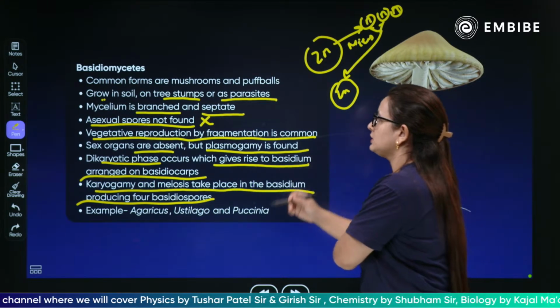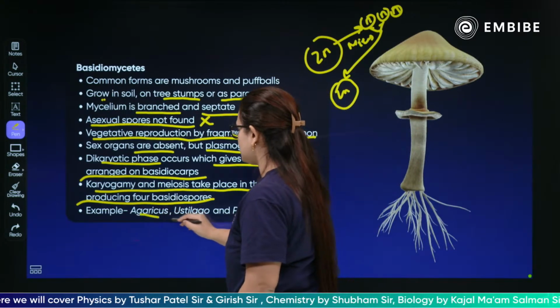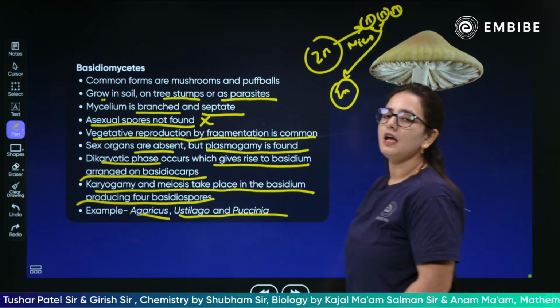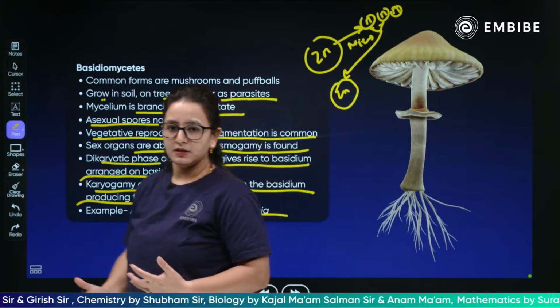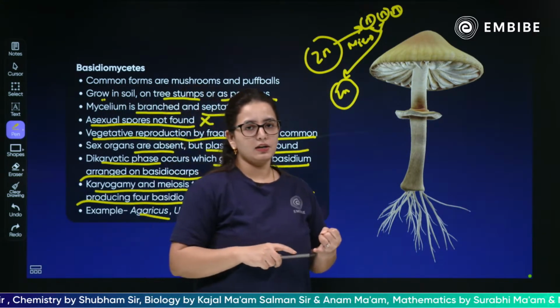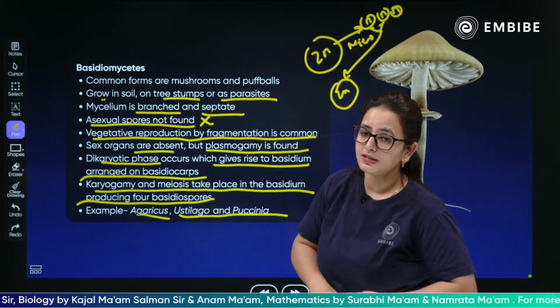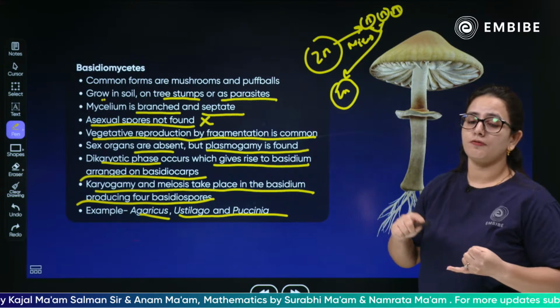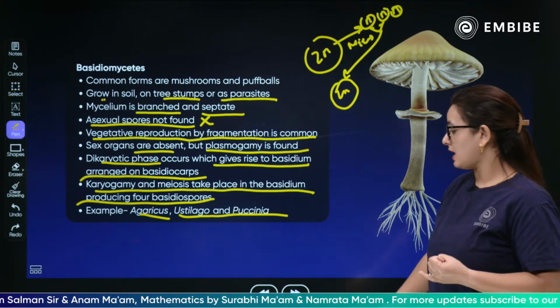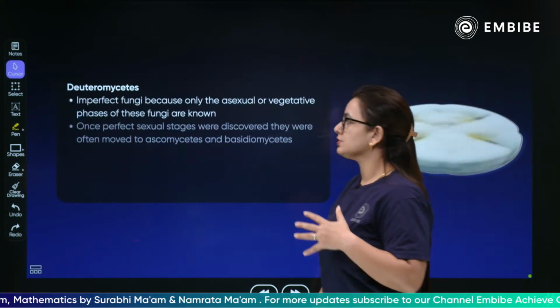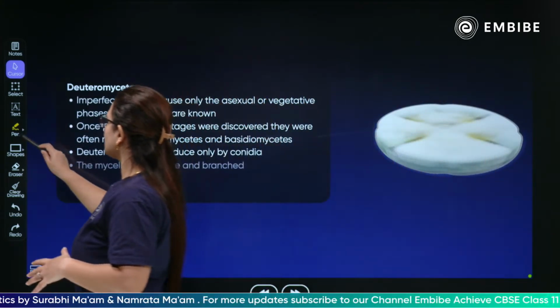The examples for the basidiomycetes are Agaricus, Ustilago and Puccinia. These are a few examples of the basidiomycetes. Okay, we have studied the phycomycetes, we have seen the characteristics of ascomycetes, we have seen the characters of basidiomycetes, and the last which came into the limelight is the deuteromycetes, which is also called fungi imperfecti.